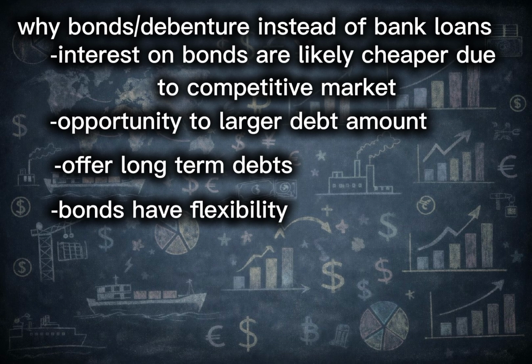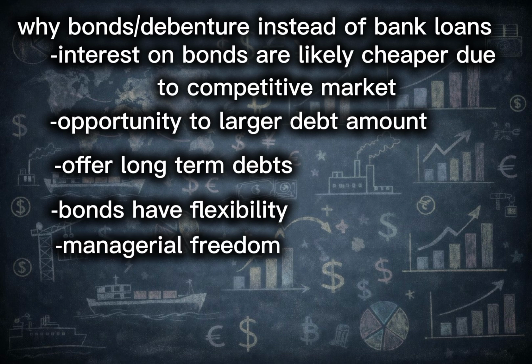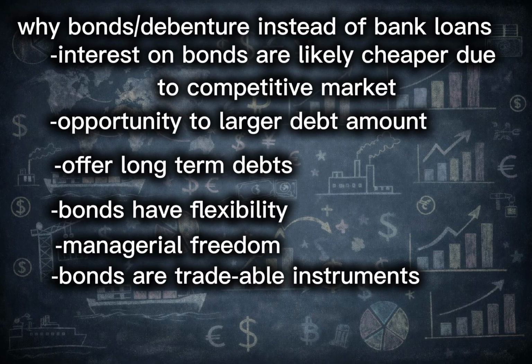Bondholders do not have a right to interfere with the management of the firm. They allow the firm managerial freedom. But once banks lend money to firms, they can impose restrictions on the firm and even monitor the firms. Bonds can be traded in the financial market, but bank loans are not easily transferable. And investors prefer a financial instrument that gives them that liquidity, like bonds.